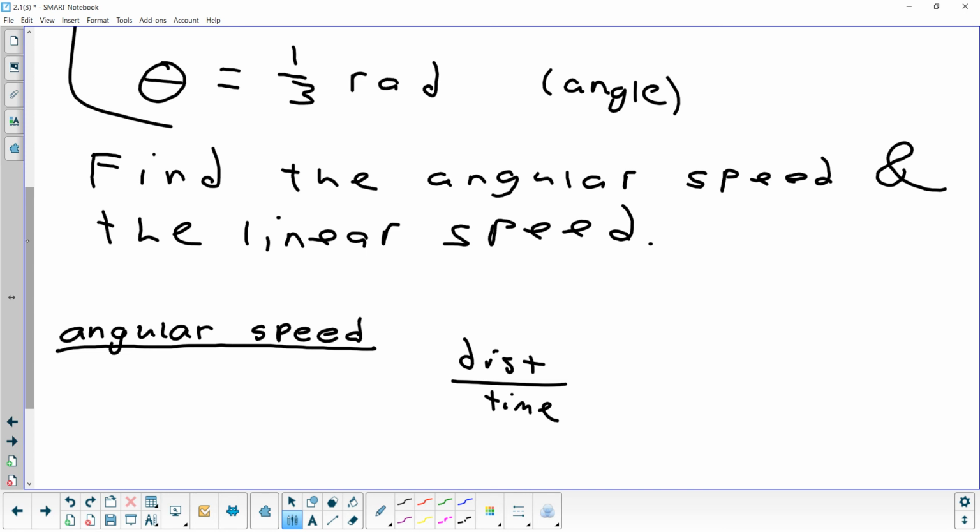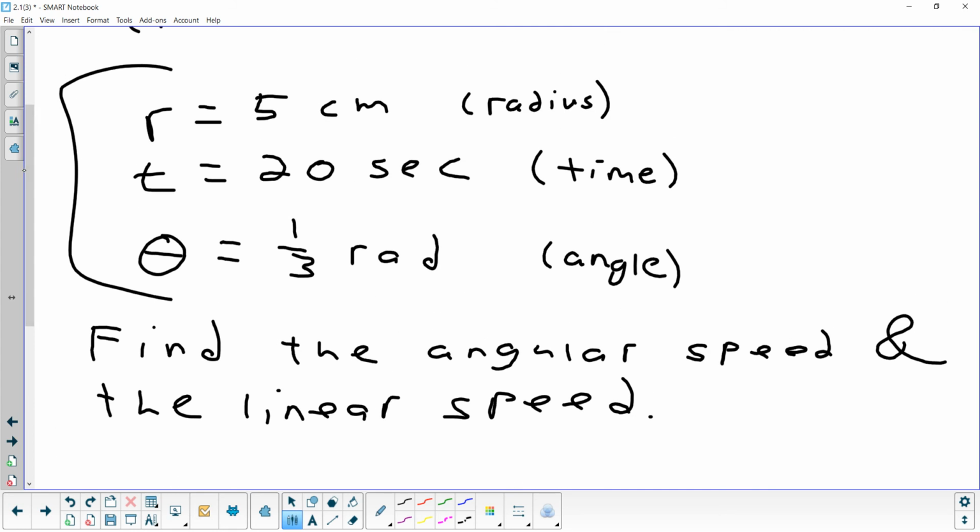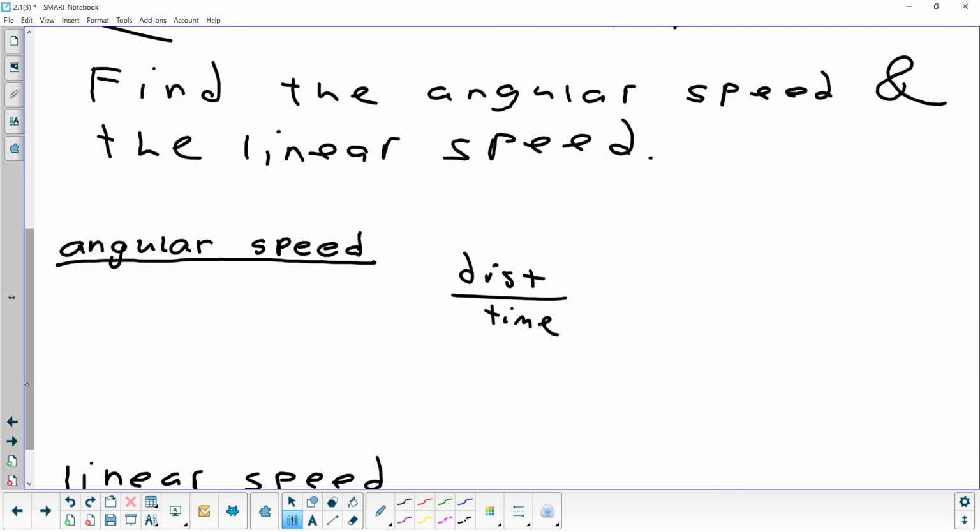Colby, what number here represents moving a certain amount of distance? The angle. Exactly, the angle. You're moving 1/3 of a radian. It's not linear, it's not straight, it's in a curve. It's on a circle. So that's my distance. So 1/3 of a radian.